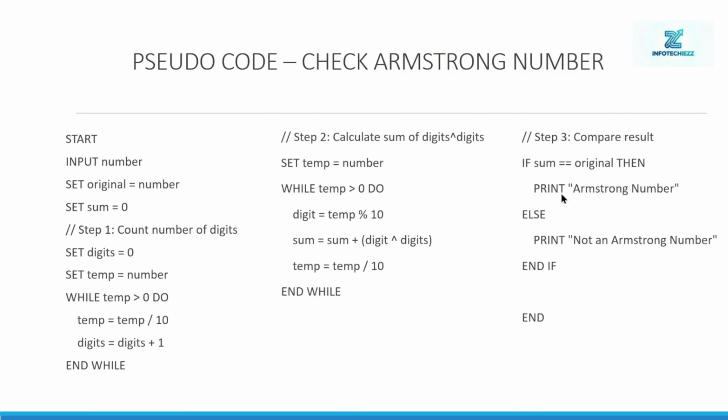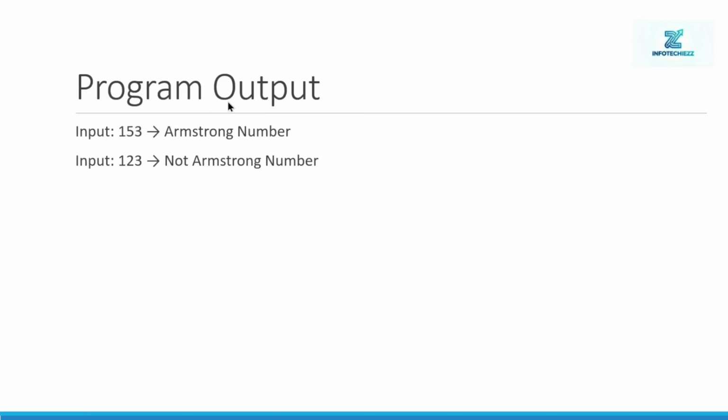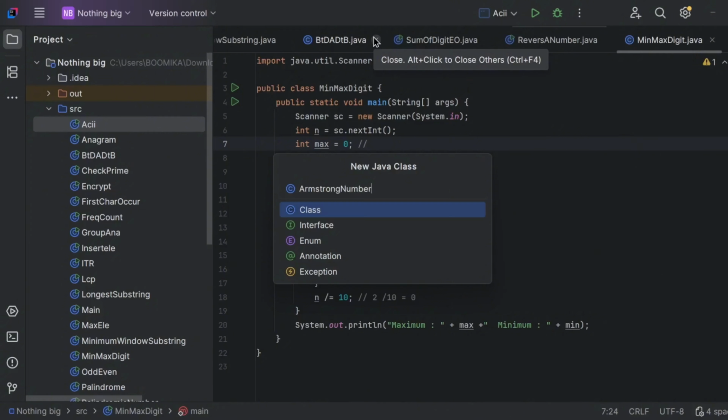If it is equal, I'll print Armstrong number. If it's not, I'll print it is not an Armstrong number. And we'll end the program. So as I have said, for the program, if I give an input of 153, I'll get Armstrong number. And if it is 123, it's not an Armstrong number. So let's write the program so that we can easily understand. So I have given the class name Armstrong.